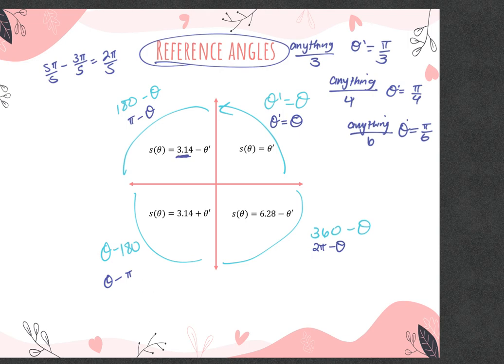So in the first quadrant, I still leave it the way that it is. The reference angle is the way that it is. In the second quadrant, instead of using pi, I would use 3.14, and then I'd subtract theta from it. In the third quadrant, and this should be the other way around, theta prime minus 3.14. And in the fourth quadrant, 2 times 3.14 would be 6.28, and then I'd subtract the angle from it.